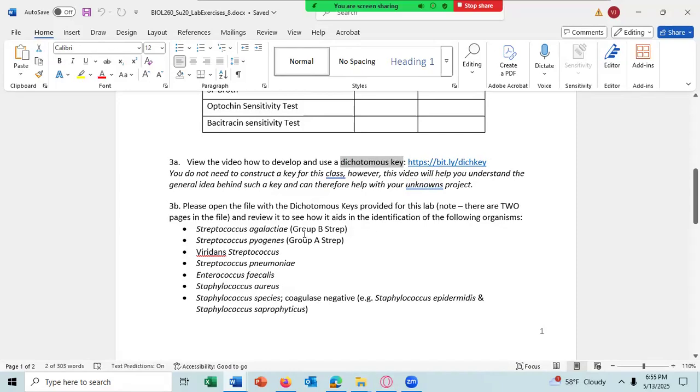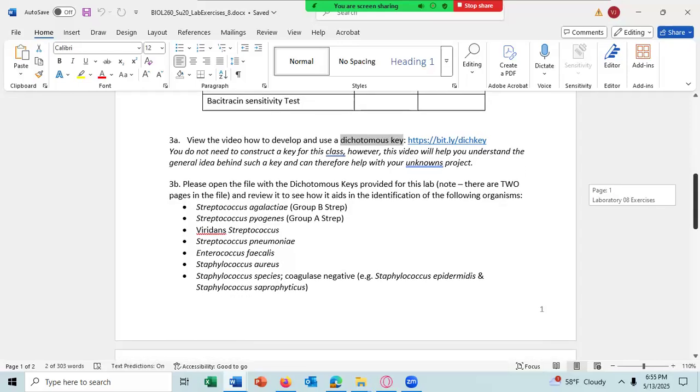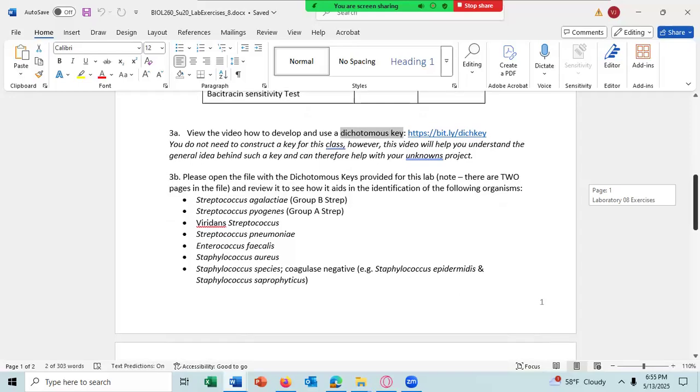And then 3B, use the dichotomous key given in the lab. I've already showed it to you. And there are 2 pages in the dichotomous key. Let me show you that.